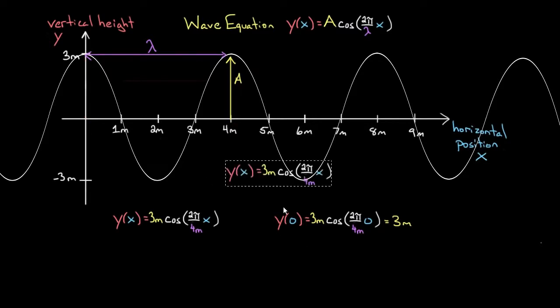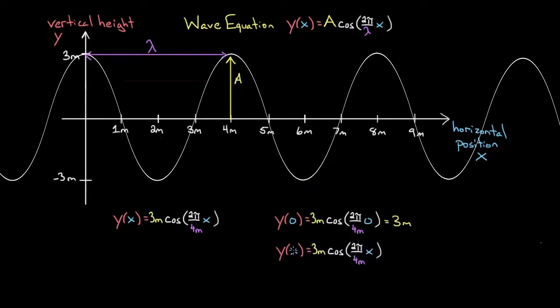So that one worked. Let's try another one. Let's say we plug in a horizontal position of 2 meters. If I plug in 2 meters over here, and then I plug in 2 meters over here, what do I get? This is going to be 3 meters times cosine of, well, 2 times 2 is 4, over 4 is 1, times pi. So it's going to be cosine of just pi. And the cosine of pi is -1. So I'm going to get -3 out of this. -3 meters. And that's true. The height of this wave at 2 meters is -3 meters.